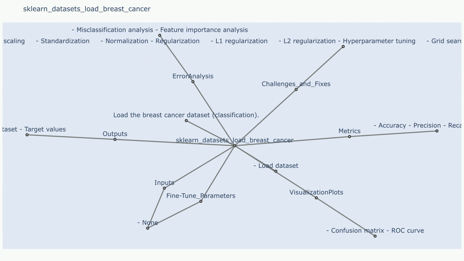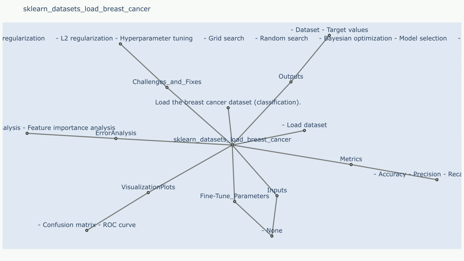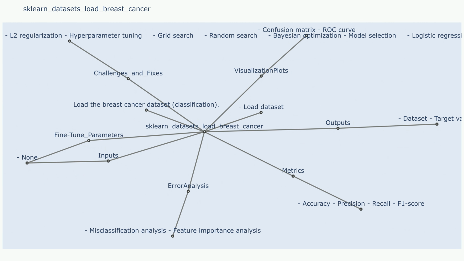Visualization plots: scatter plot to visualize the relationship between different features. Heat map to visualize the correlation between different features. Principal component analysis (PCA) plot to visualize the data in a lower dimensional space. Fine-tune parameters: None. Uncertainty methods: confidence intervals to quantify the uncertainty in the model's predictions, and Bayesian inference to estimate the posterior distribution of the model's parameters.